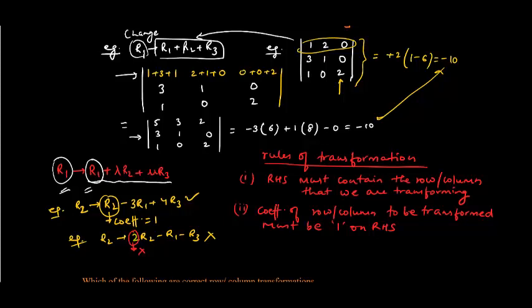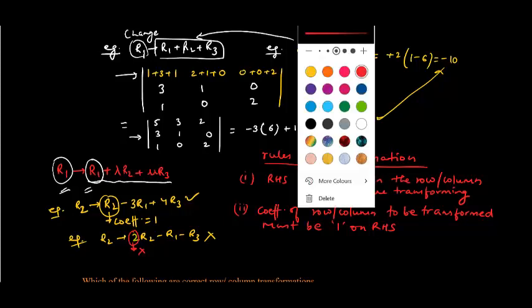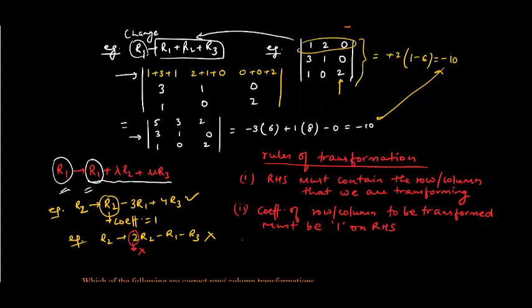So this is the second rule. And finally, the third rule of the transformation is that the multiples of other rows or columns must be linear.